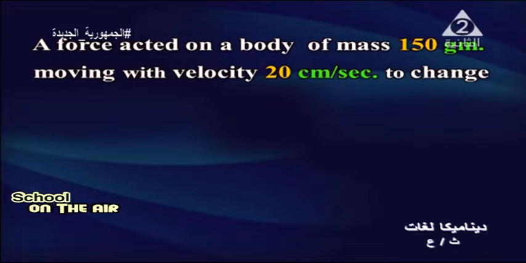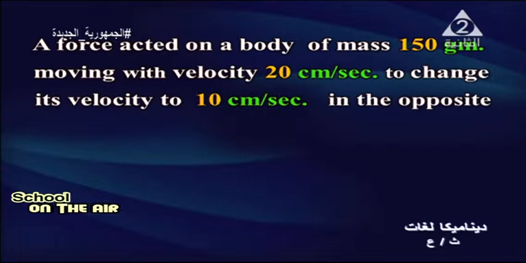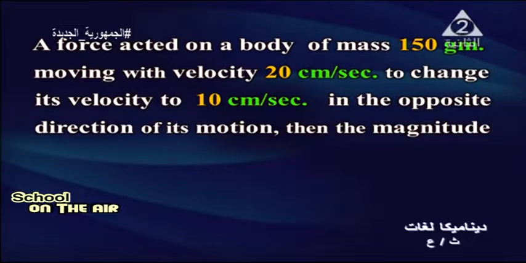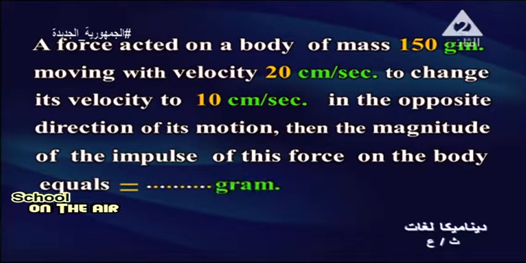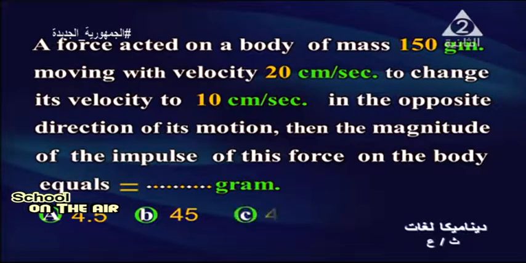Another question. A force acted on a body of mass 150 gram moving with velocity 20 centimeter per second to change its velocity to 10 centimeter per second in the opposite direction of its motion. Then the magnitude of the impulse of this force on the body equals: gram centimeter per second, 4.5, 45, 450, 4,500.